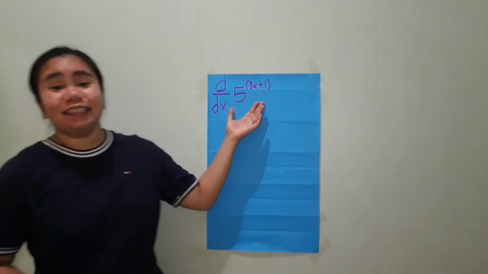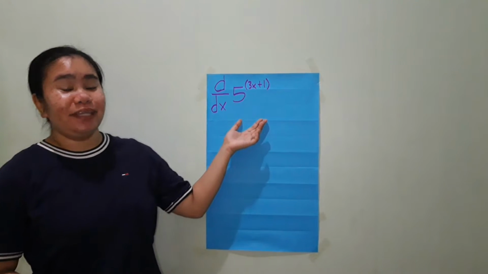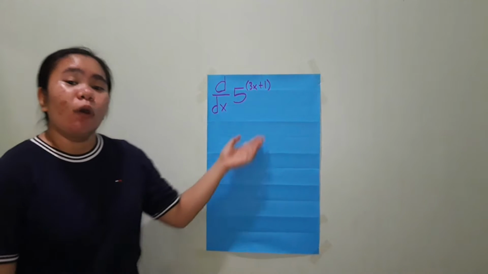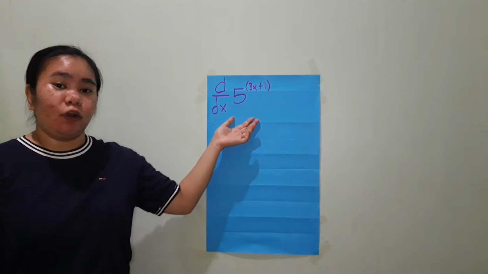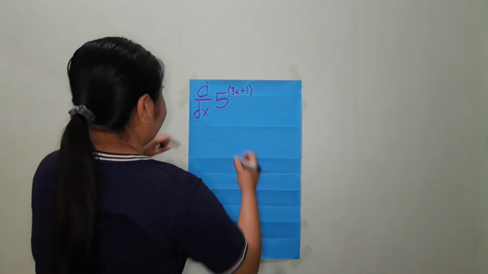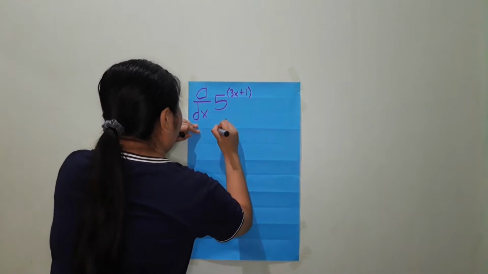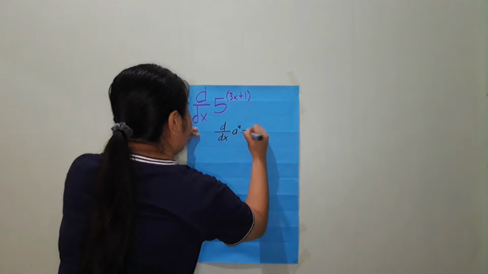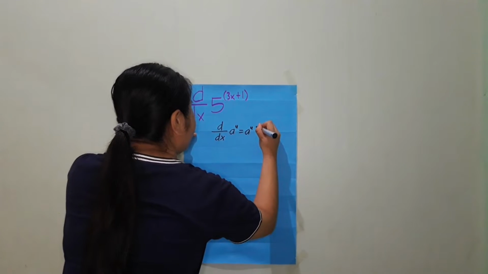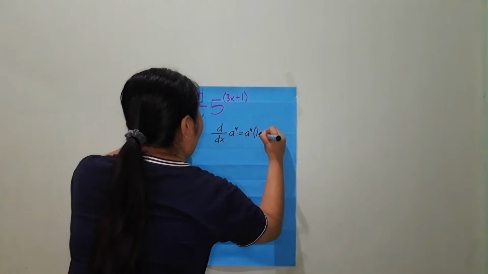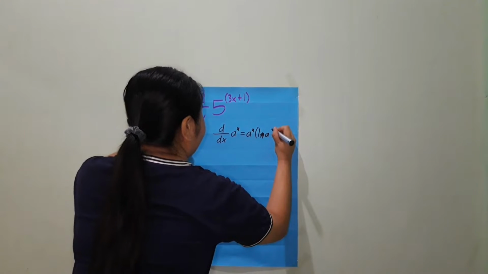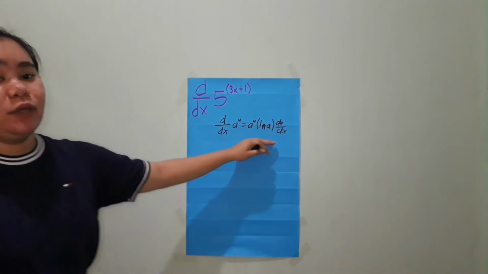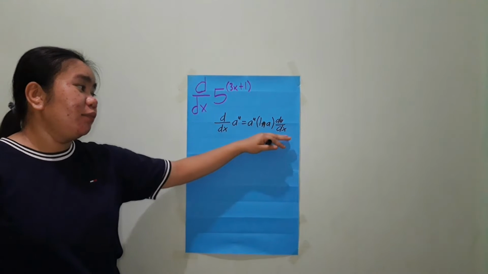So, this is the example of derivative of exponential function with the given of dy over dx 5 raised to the power of 3x plus 1. So, on this problem, pwede nating gamitin yung formula ng base a, which is d over dx a raised to u is equal to a raised to u times ln of a du dx. So, gamit ang formula na to, ating sa-substitute lang yung given.